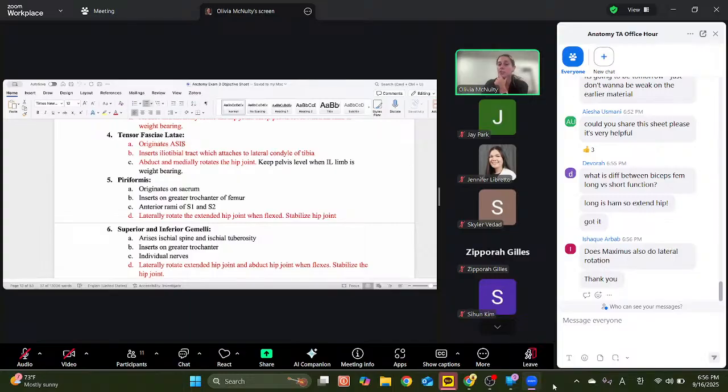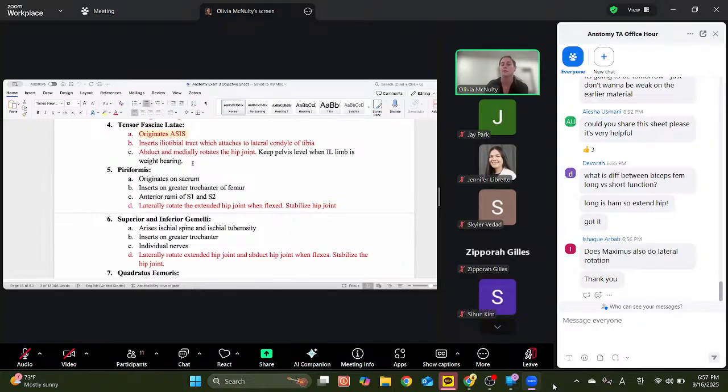Tensor fascia lata originates at the ASIS. What else originates there? Sartorius. It inserts in the IT tract, and what also inserts there is gluteus maximus. When it comes to origins and insertions, don't go crazy about it, but if more than one muscle attaches there, then it's probably a little more important. Or if something inserts there, think about what else might originate from there. It's about thinking of those themes.